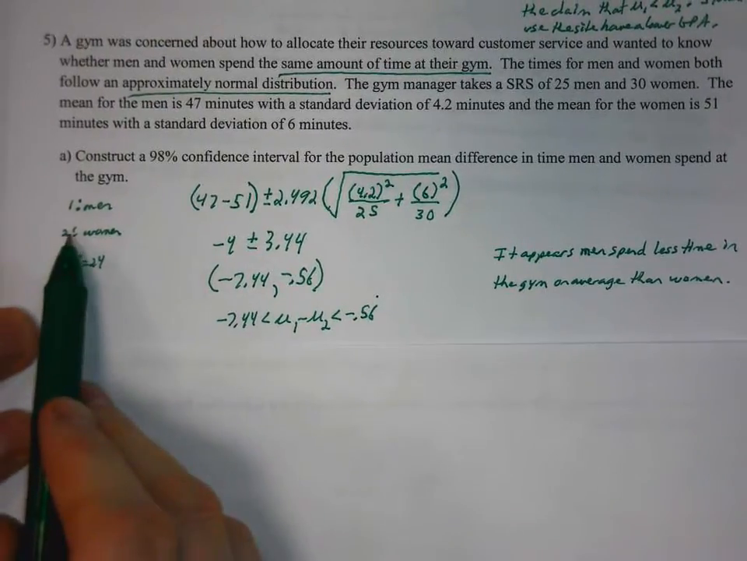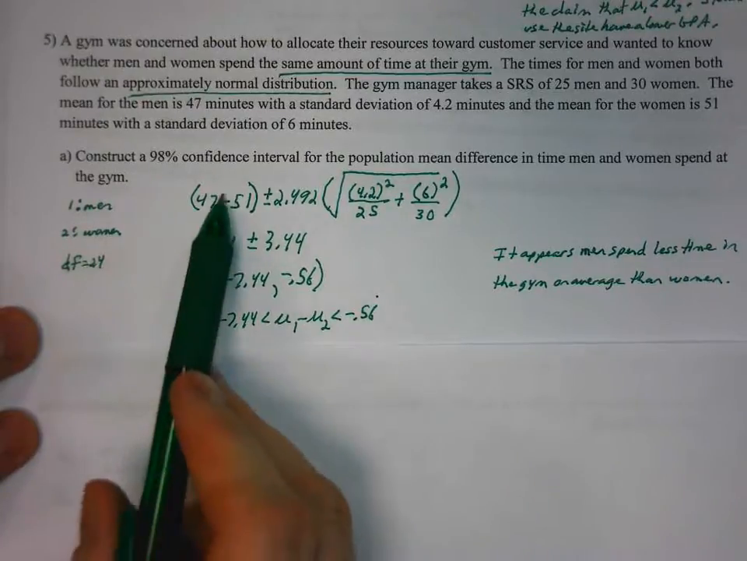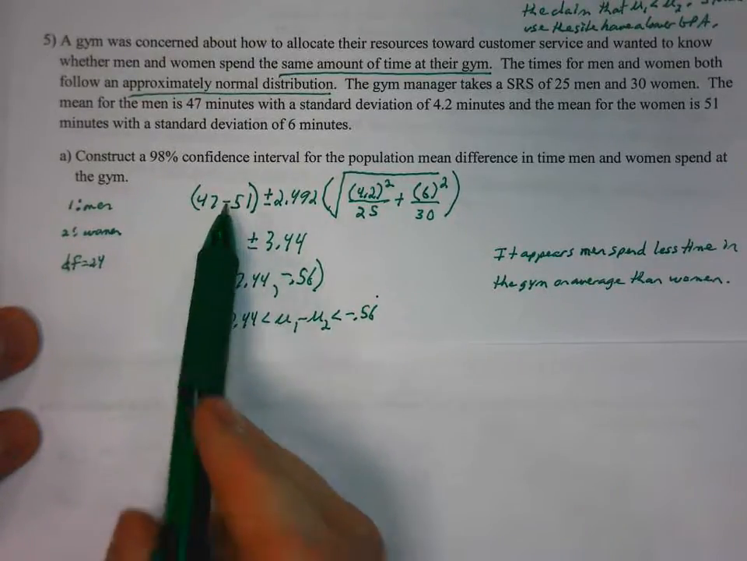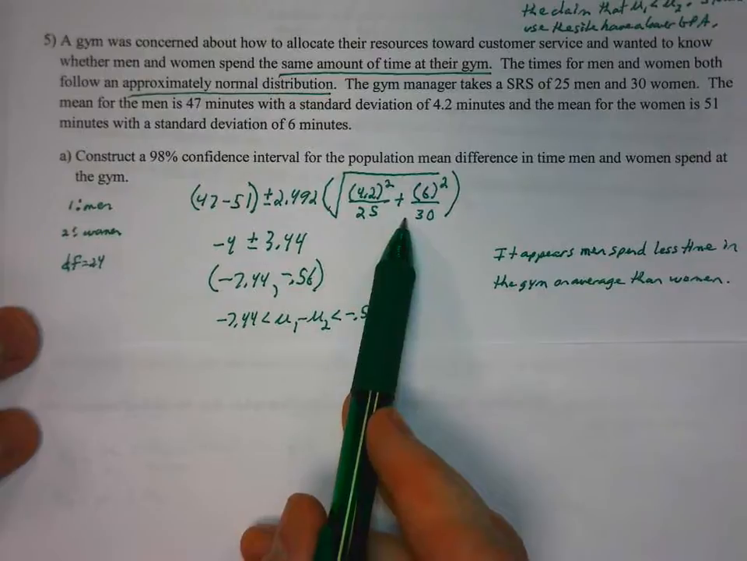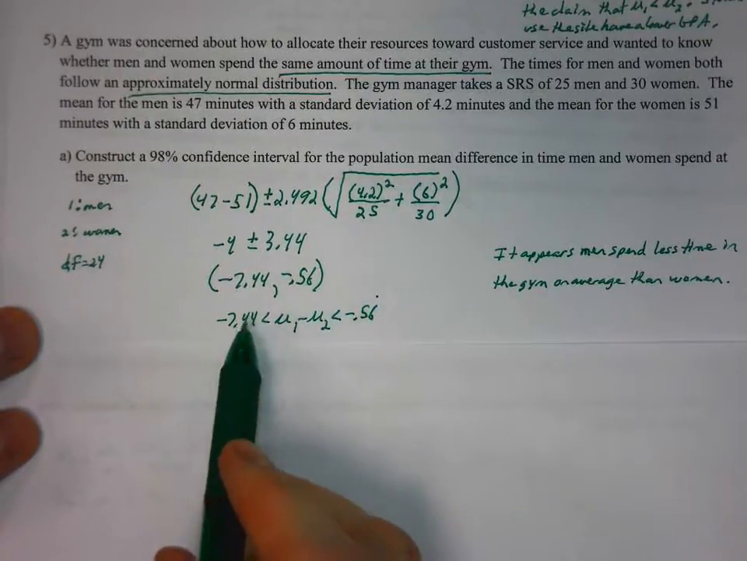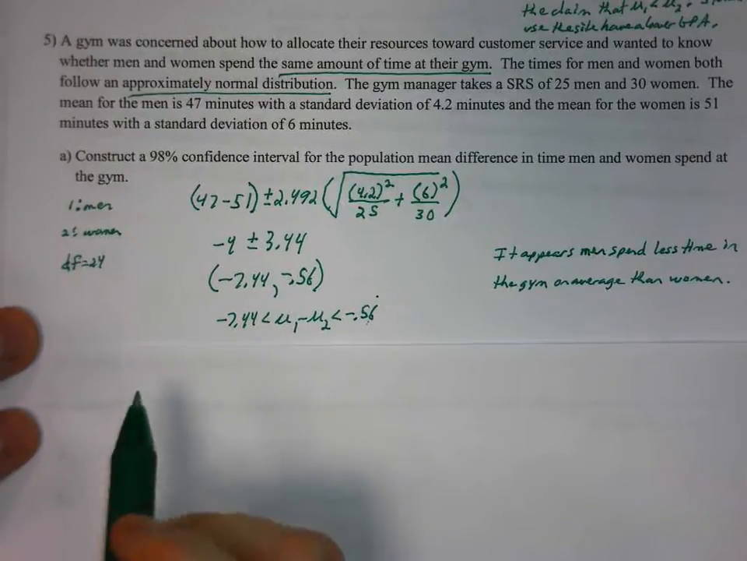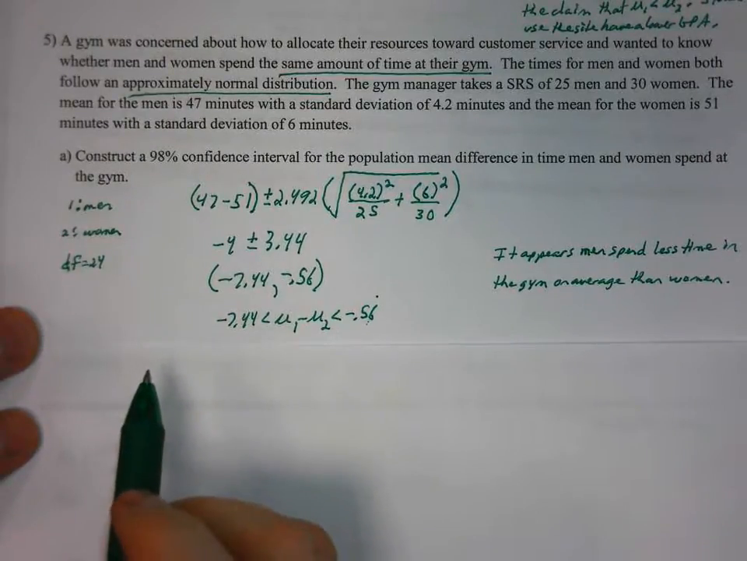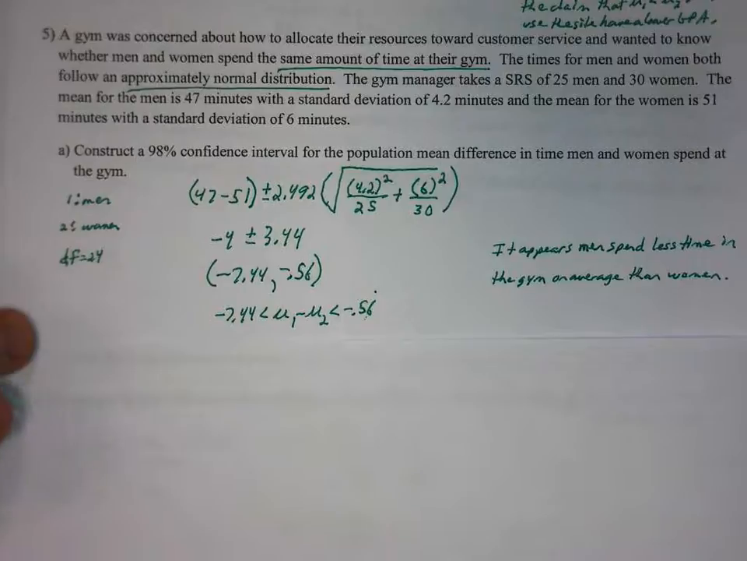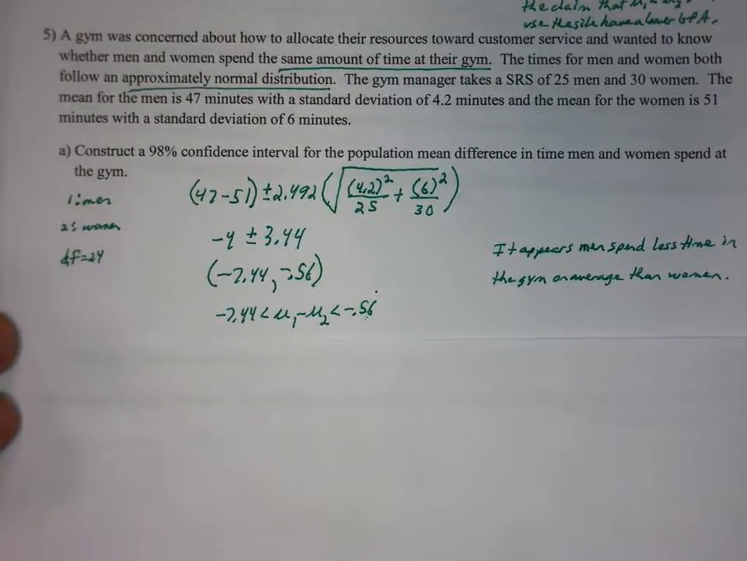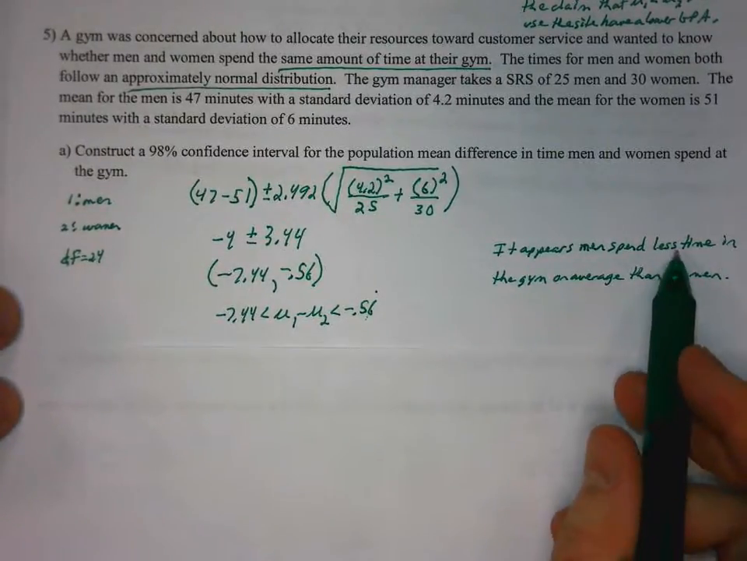If you define these backwards and say that 1 was the women and 2 was the men, that's fine. It's just going to reverse these two numbers. Everything else is going to be the same, but then you'd have positive answers here for each of them, positive 0.56 and positive 7.44, and that would tell you that the women are spending more time than the men. That's just wording this a little bit differently. Same meaning, just worded differently.